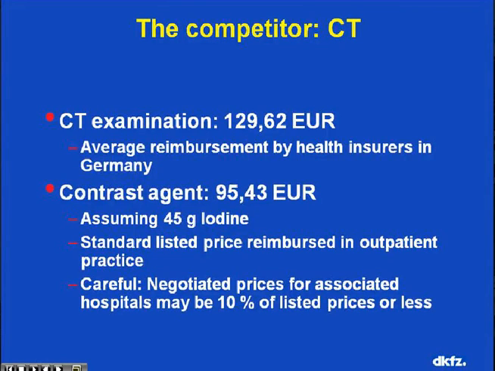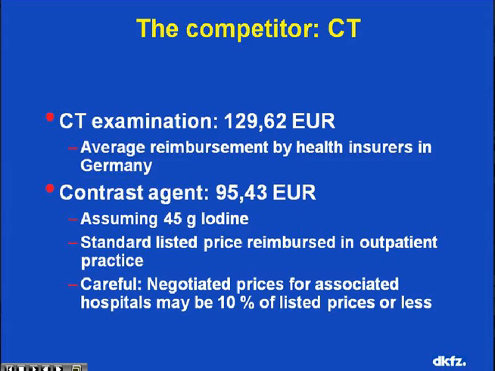What are the costs of the competitor, CT? These costs were drawn from the data from the German health insurers. This is what is reimbursed to a German radiologist. If he does a CT, it's 129 euros per examination, and the contrast agent, calculating 150 mils of 300 gram per liter contrast agent, this is 45 grams of iodine, costs 95 euros. This is again the standard price, and this is again what is actually paid in private outpatient practice in Germany.